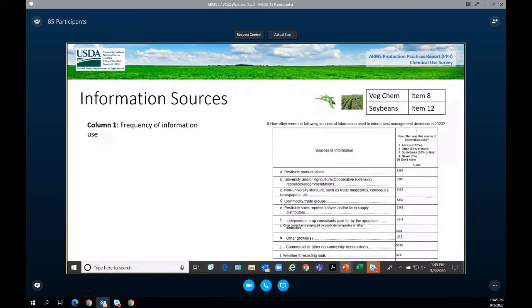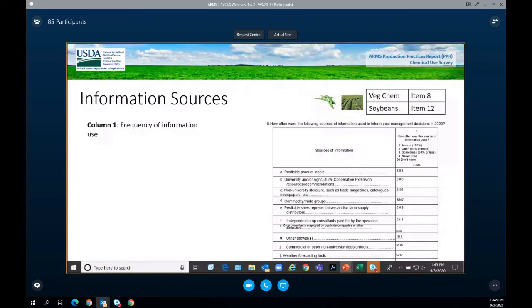University or cooperative extension recommendations. Non-university literature, there's lots of that out there in terms of commodity trade magazines and catalogs and advertisements, even newspaper articles. Commodity or trade groups. American Soybean Association is a prime example for soybeans. A lot of the vegetable growers have state-level organizations that sometimes put out information about best practices. Pesticide sales representatives, independent crop consultants employed by pesticide companies.